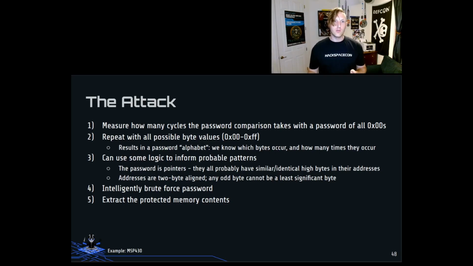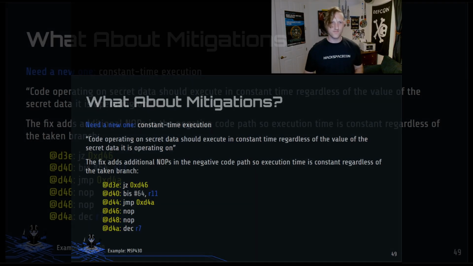So we can then use some logic to inform probable patterns. Like we said, the password is pointers, which means they all probably have similar or identical high bytes in their addresses. Additionally, on the MSP430, the addresses are 2-byte aligned. So if you have an odd byte in your alphabet, you know that that can't be one of the least significant bytes in those pointers. This allows us to then intelligently brute force the password, combine that with the increased baud rate speed, and it actually becomes a feasible thing to do and a way to extract the protected memory contents in the MSP430 by the bootstrap loader. What about mitigations?